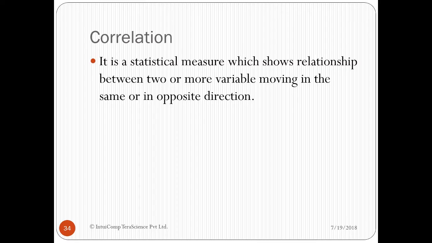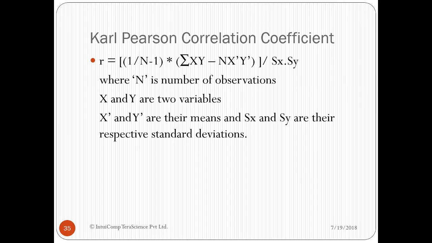Correlation is a statistical measure which shows the relationship between two or more variables moving in the same or in opposite direction. For example, height and weight are related. Taller people tend to be heavier than shorter people. So how to measure it? Let's consider the Karl Pearson correlation coefficient.